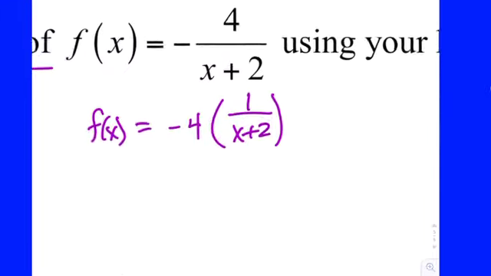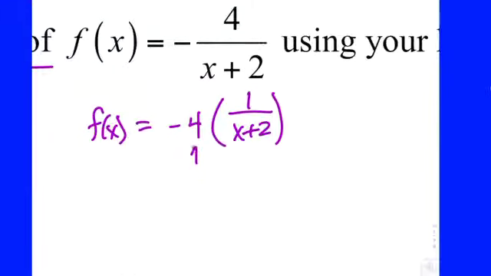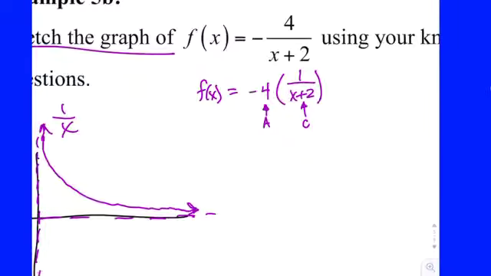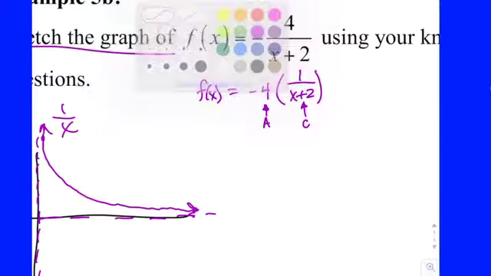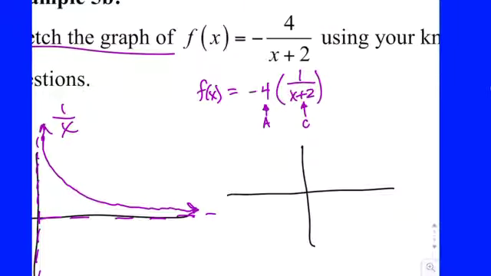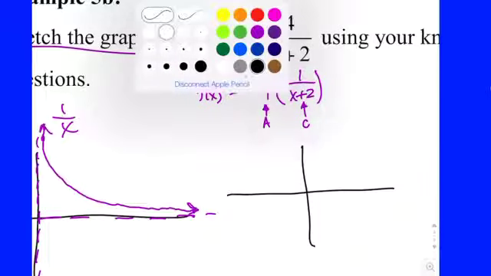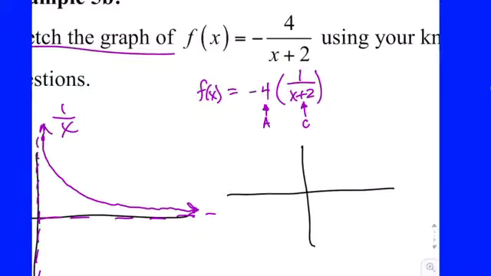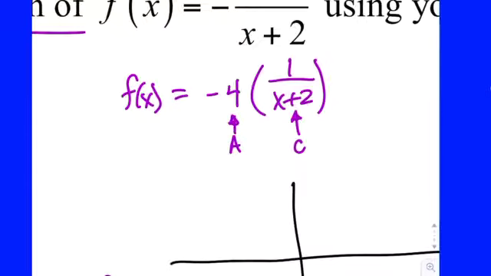Okay? So now in standard transformation form, if you remember, this is your a value, and this is inside with the x, so that's your c value. So let's go ahead and sketch what this guy looks like. We're going to take the purple graph that I drew on the left, and we're going to sketch the new graph.